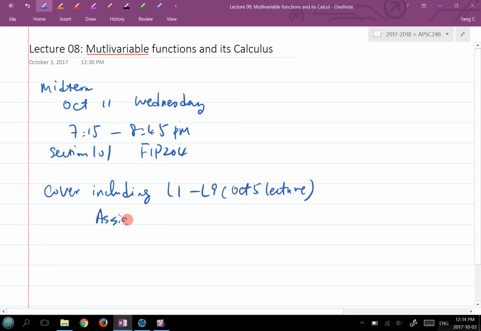In terms of assignments, it's assignments 1, 2, 3. And you do have 2 additional exercises you can find on Connect. One additional exercise is on the lines and the planes. The other one is on the partial derivatives. So that's basically the midterm.